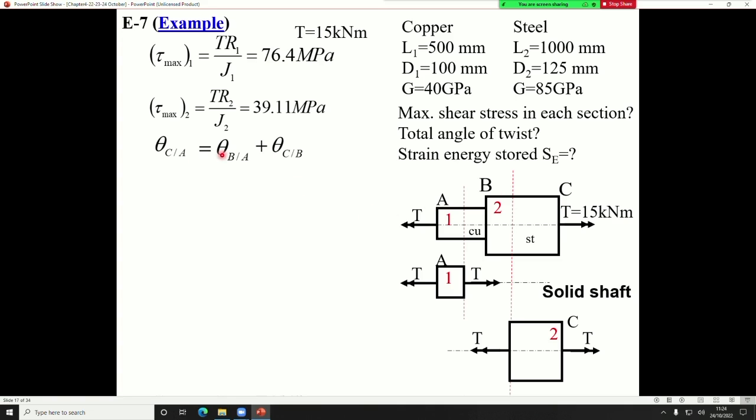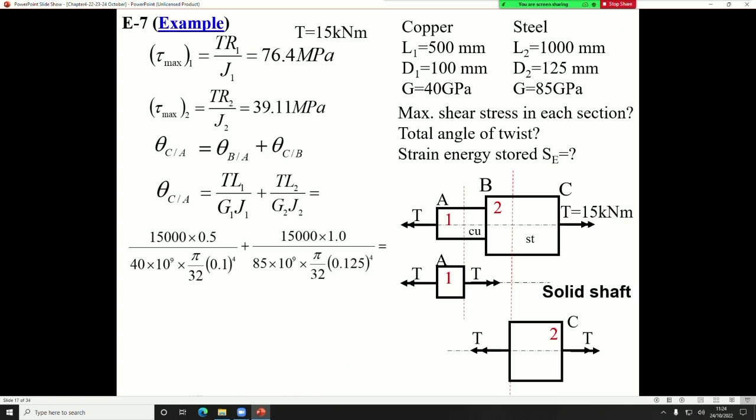Now this is equal to the torque applied, the length divided by GJ, and the same for the right one. Both are subject to the same torque, but they have different length and different shear moduli and polar second moments of area. So it's the torque applied, length. I've kept everything in Newton and in meter. So this remains as gigapascal, so I've converted it to pascal. This is meter. I've converted it to Newton meters. And the answer is 1.51 degrees.